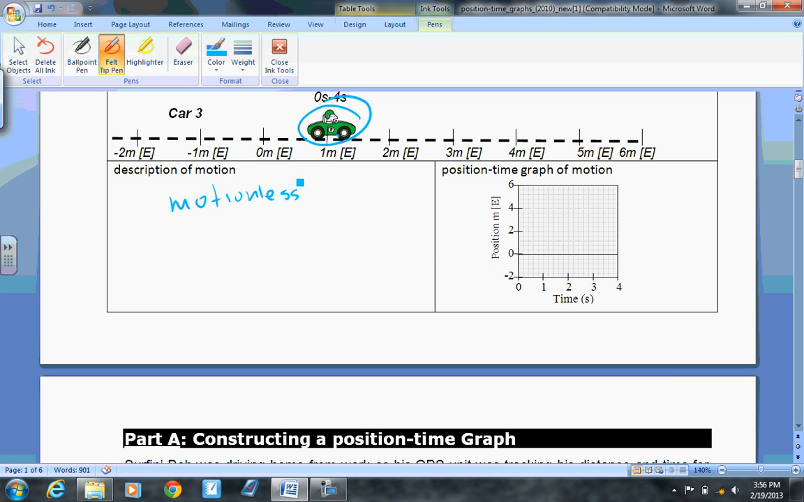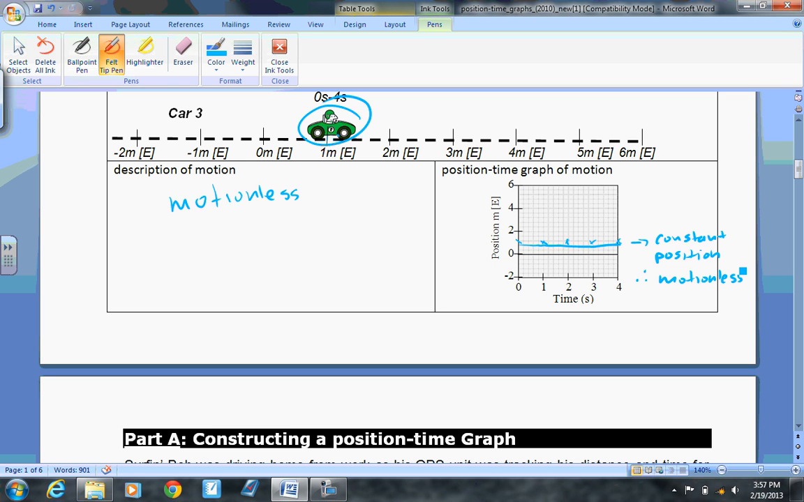And if I was to draw a position time graph of the motion, you'd see that the position is always at 1 meter. So at 0 it's there, 1 second it's there, 2 seconds, 3 seconds. In other words, the same position. It's an unchanging position. So constant position. So it's a motionless object. So I'm going to write that over here. Constant position. Therefore, it is a motionless object.